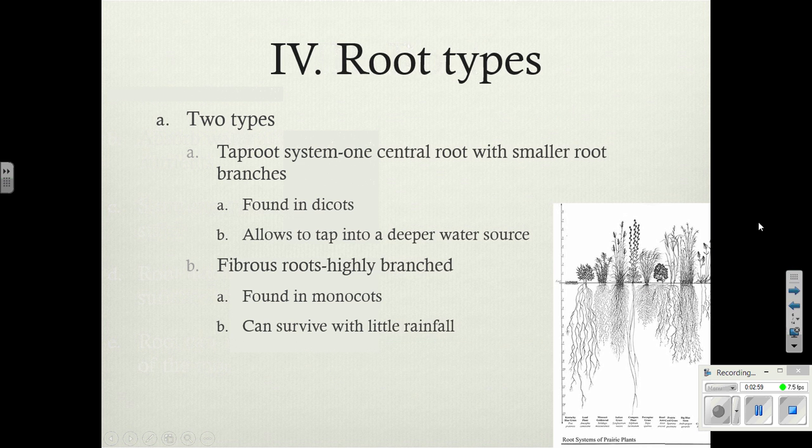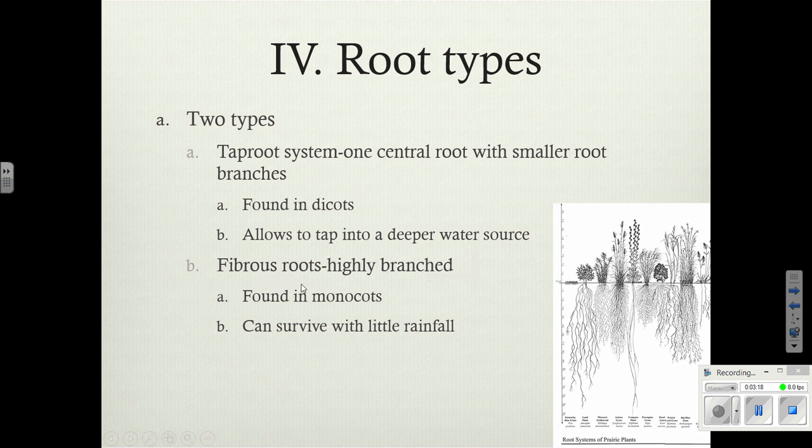There's 2 types of roots. In a taproot, just like it sounds, you have one central root that goes down and then a few smaller little branches that come off of it. So these are mainly in dicots, and it allows the plant to get to a really deep water source. So it can go way down in the soil till it hits some water.